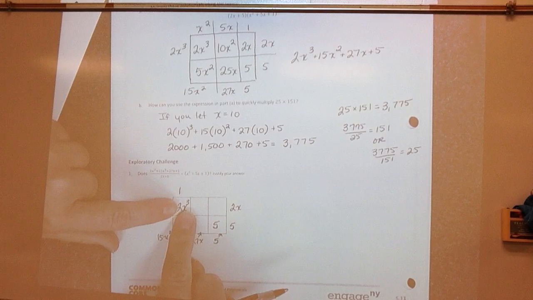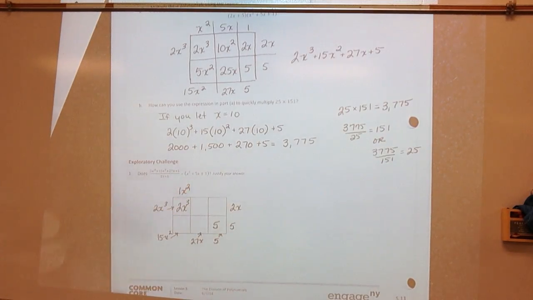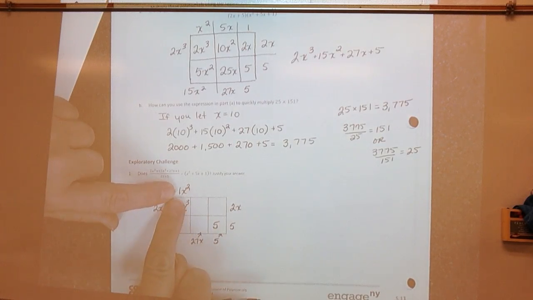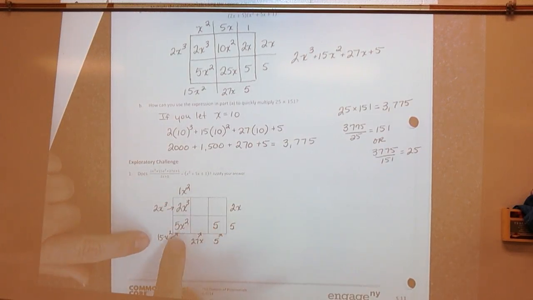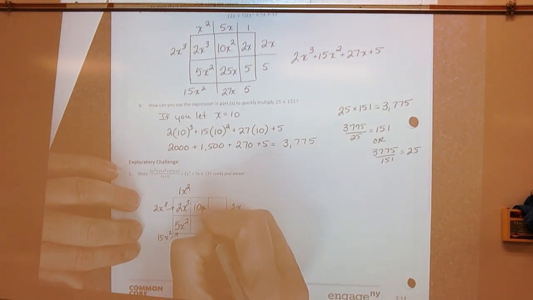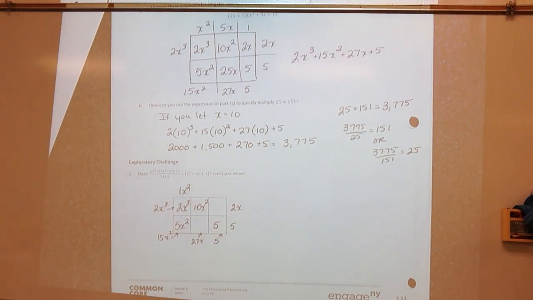And x cubed divided by x is x squared. So now I can fill in this part. 1x squared times 5 is 5x squared. So that means that I've got to have 10x squared here. 10x plus 5x is 15x squared.